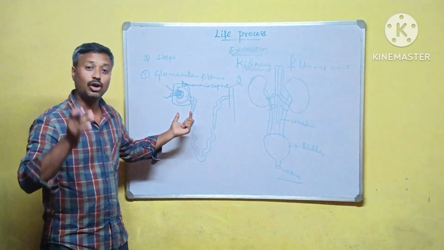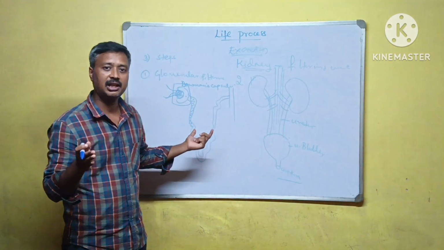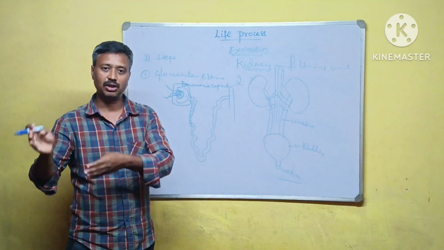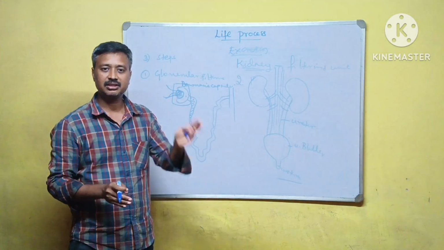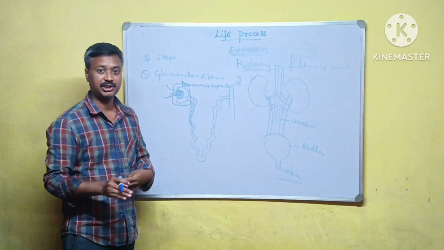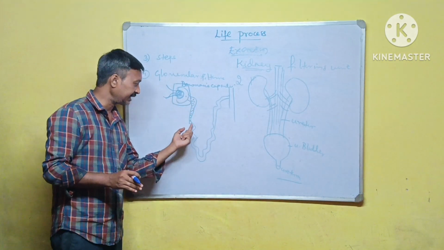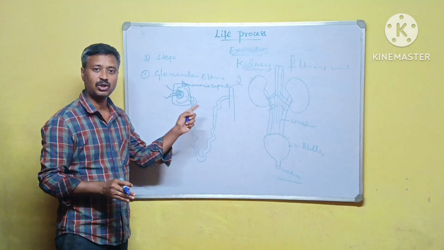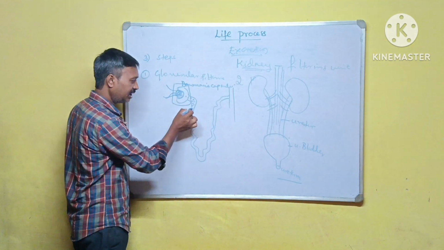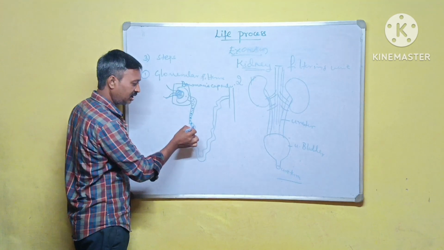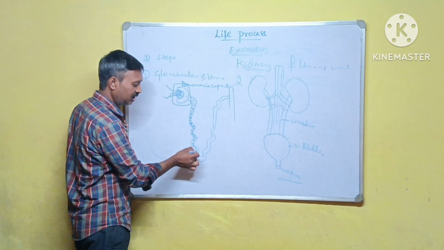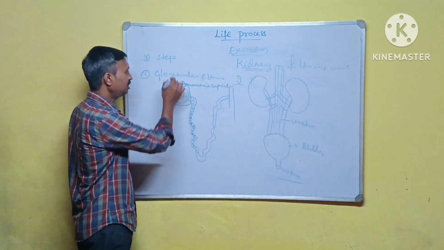Now all the waste material in the blood, excess sugar, excess salt, excess sweat, excess medicine, excess of whatever is in our body enters into the filtrate. Now the blood is free from all the waste material. Now the filtrate moves into the convoluted tubules. This is the first step.